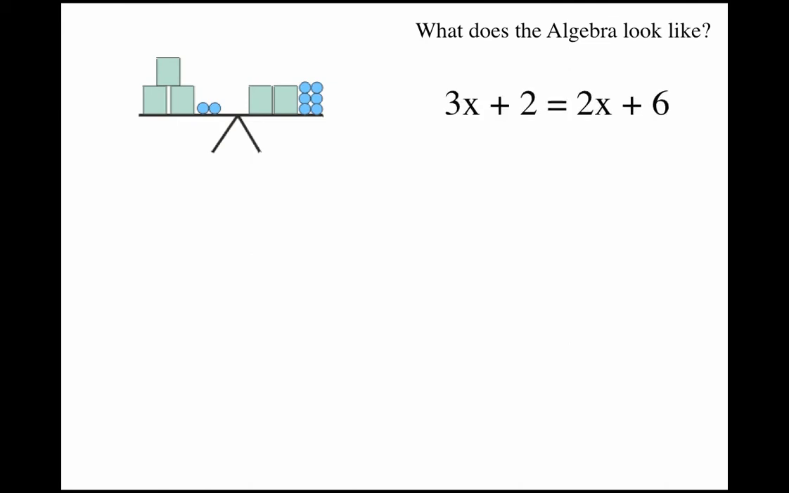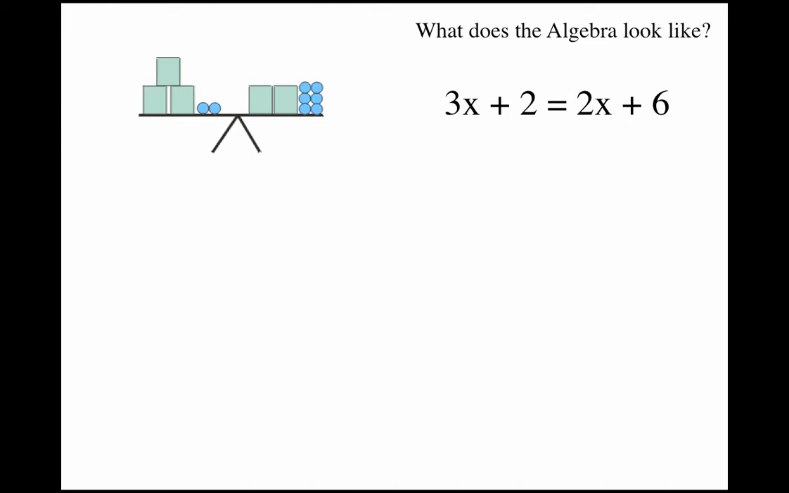Well, on the left-hand side, we would have 3 x's plus 2. Notice that's 3 mystery boxes plus 2 individual marbles. And we can't add those together. That doesn't give us 5 of anything. These are unlike terms, so we can't add them together. And then on the right, we have 2 x's plus 6 more marbles.